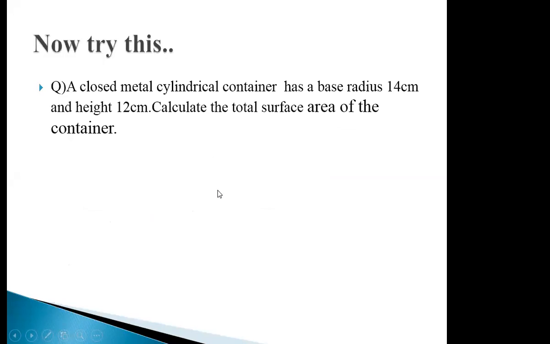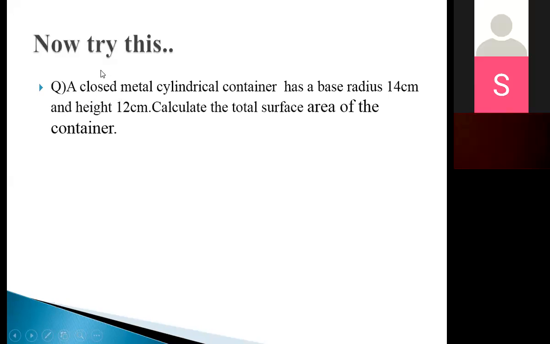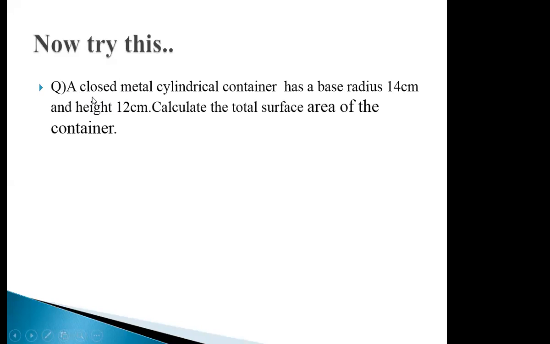A closed metal cylindrical container. Now see, why have they mentioned closed metal cylinder? You need to know the meaning. Closed means it has two circles, right? If it is an open metal cylinder, then you will only take pi r square, all right?